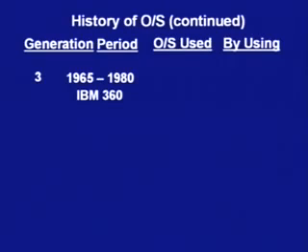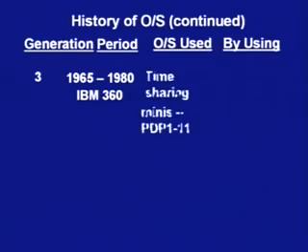Moving on to generation number 3, from the period 1965 to 1980, one of the most common and popular machines, the IBM 360, was developed in those days, and for the first time operating systems came into their own with this machine. These were time-sharing operating systems. Unlike batch systems, they were time-sharing, so 2 or more people could use the system at a time. Many programs could run on the machine at the same time.